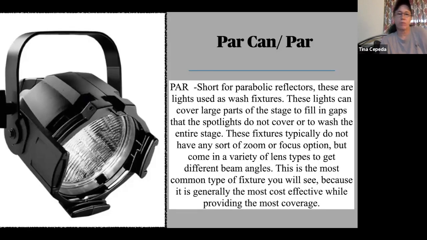So the next one is a par, or a par can. The ones we have at the theater don't look like this. One day they will, I hope. But they're generally, it's short for a parabolic reflector. Typically, we use pars in washes, and they basically fill the gap in the stage.